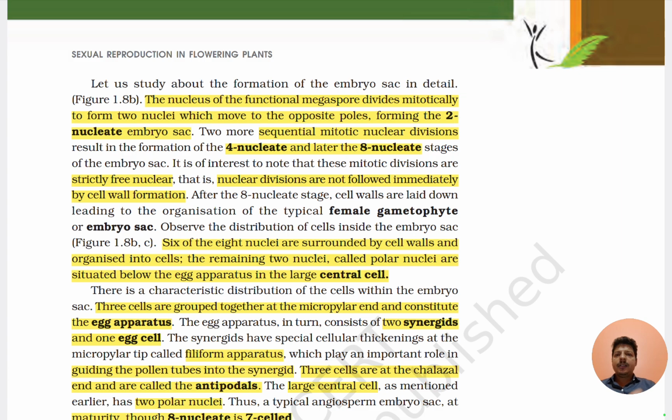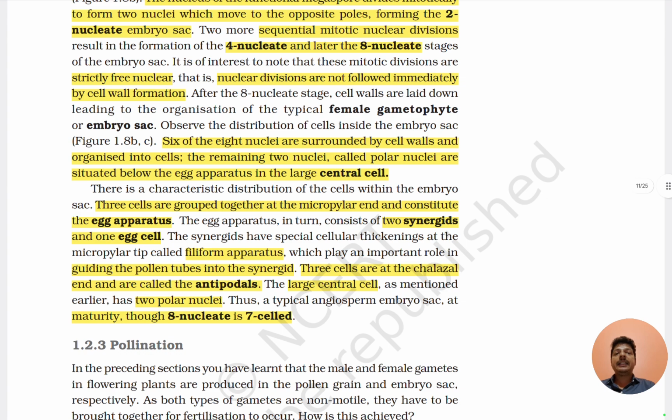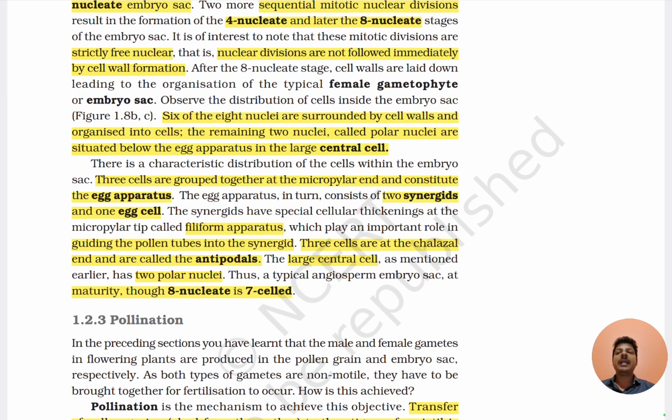Here it is given: the nucleus of the functional megaspore divides mitotically to form two nuclei, which move to opposite poles, forming the two-nucleate embryo sac. Then sequential mitotic nuclear divisions result in the formation of four-nucleate and later eight-nucleate stages. It is also mentioned that it is strictly free nuclear, that is, the nuclear divisions are not immediately followed by cell wall formation. At the eight-nucleate stage, cell walls are laid down, leading to the organization of the typical female gametophyte or embryo sac. And again it is said, six of the eight nuclei are surrounded by cell walls and organized into cells.